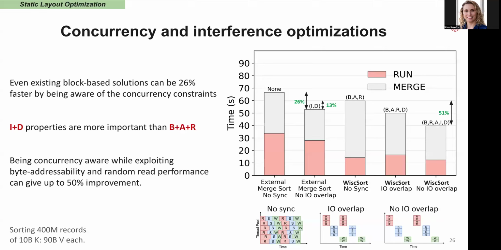So this graph is essentially saying that being concurrency aware while exploiting byte-addressability and random read performance can also give a lot of benefit. That's the last one, right? So with WiscSort, being aware of all the properties can give a lot of good performance, about 50% performance improvement.